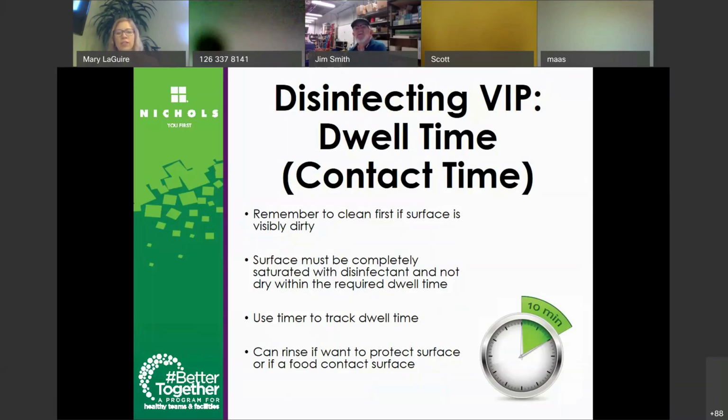And then you can rinse if you want to protect the surface. Again, some can be damaging to surfaces, especially if you use that disinfectant over and over again. It can produce kind of a gummy layer or film on top. So maybe doing a rinse every now and then in between, especially since we're using a lot of disinfectant right now, or for a food contact surface, you definitely want to use that potable rinse.